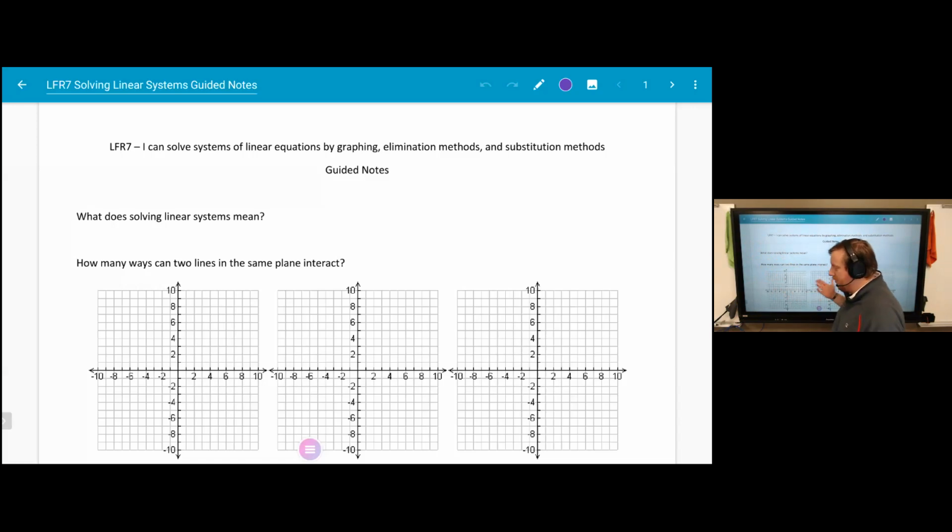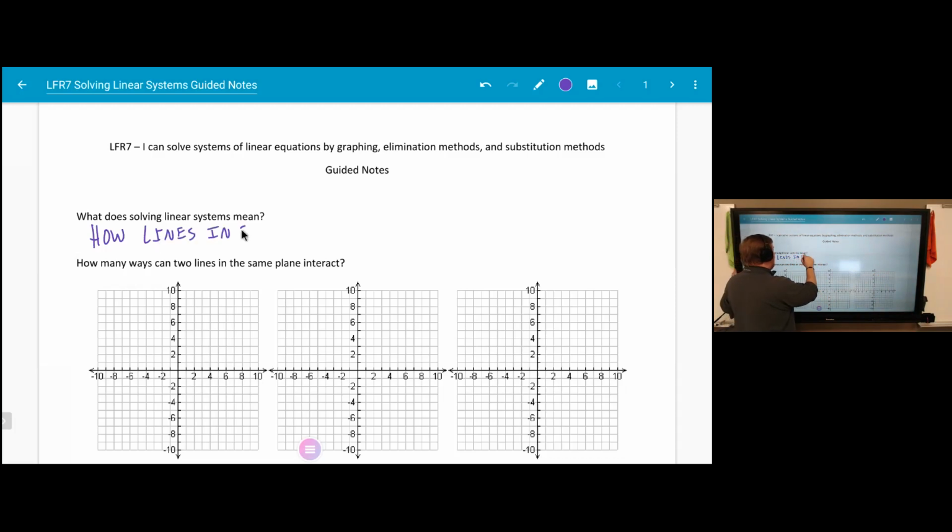What, Mr. Brayman, are you talking about? Oh, I forgot my pen. Okay, there we go. What are you talking about, Mr. Brayman, when you say solving linear systems? Great question. That's why it's right at the top here. What we're trying to do is find out how two lines interact in the same plane. You can do more than two, but in this case, we're going to do two lines.